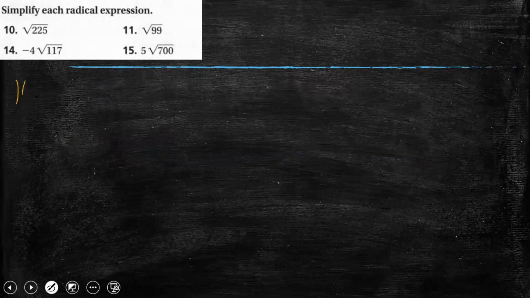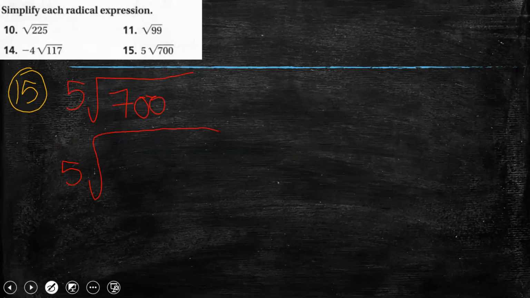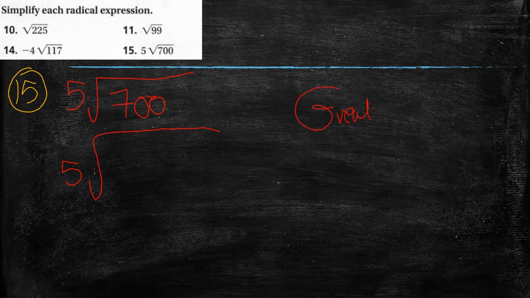Let's do now number 15. In number 15 here, we have 5 square root of 700. So now I will ask myself, what is the greatest perfect square factor that if I multiply it by another number, I get 700? I want the greatest perfect square number.